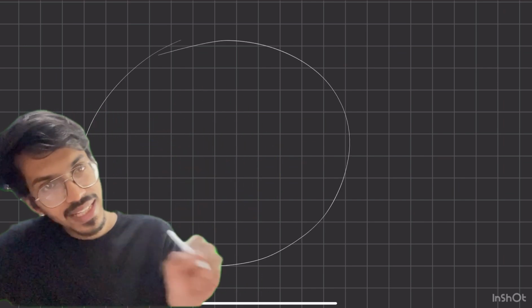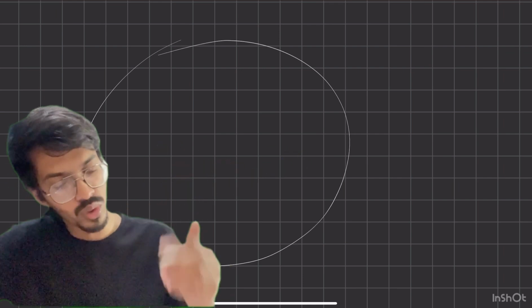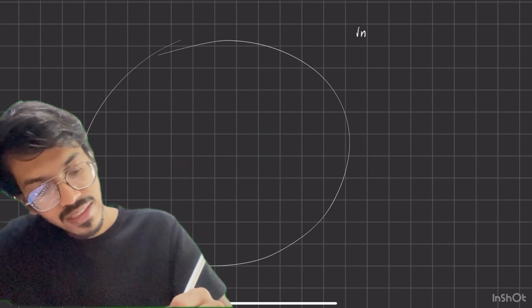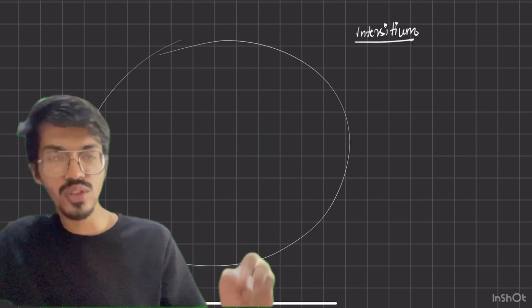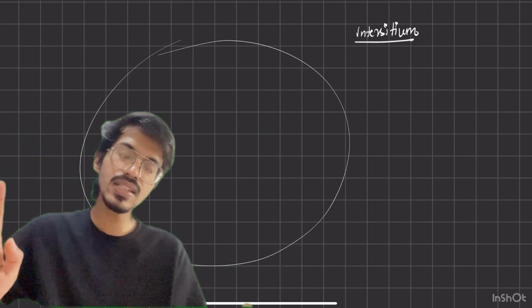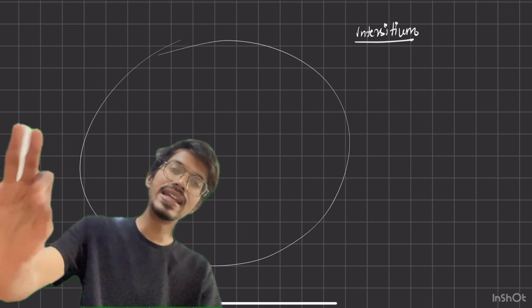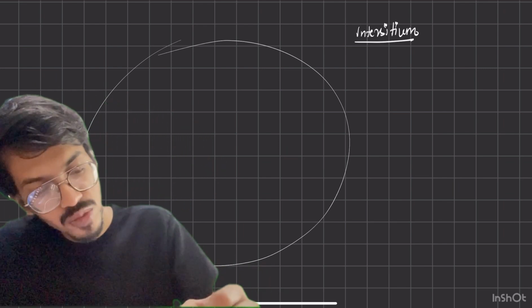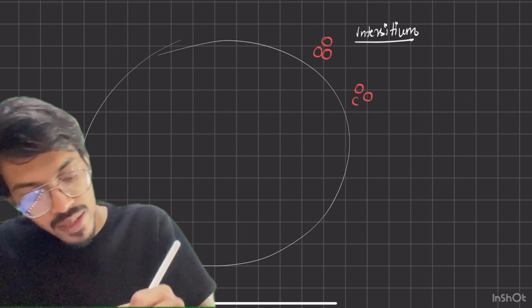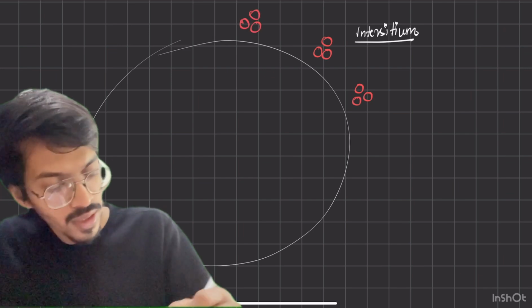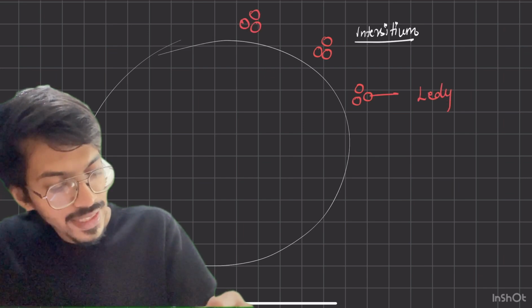The outside area of the seminiferous tubule we call the interstitium, where interstitial fluid is present. Here in the interstitium there is the presence of Leydig cells. So the first point we will study is that the Leydig cells are present here. So we call them Leydig cells.